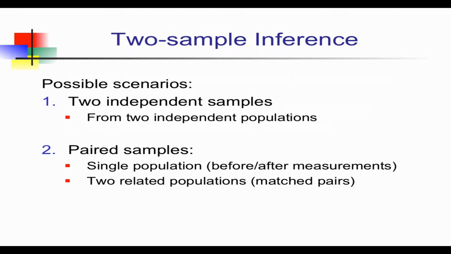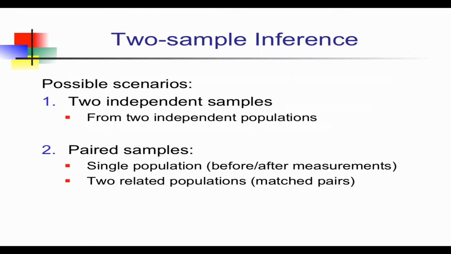So the two sample inference, which refers to the two population inference, has these two possible scenarios. In statistics, we call them independent samples, or two independent populations. For related samples, we call them paired samples. I gave you a little example here of what we mean by paired samples, or related populations.